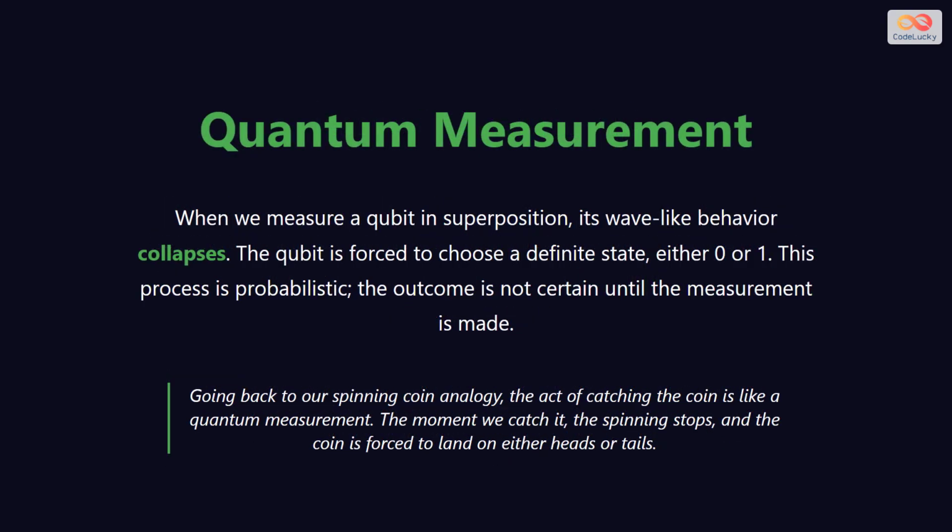So, what happens when we try to look at a qubit in superposition? The act of measuring it forces the qubit to pick a definite state, either a 0 or a 1. This is often called the collapse of the superposition. The outcome of this measurement is probabilistic, meaning we can't always predict the result with certainty. It's like catching that spinning coin. The moment you interact with it, it has to be either heads or tails.